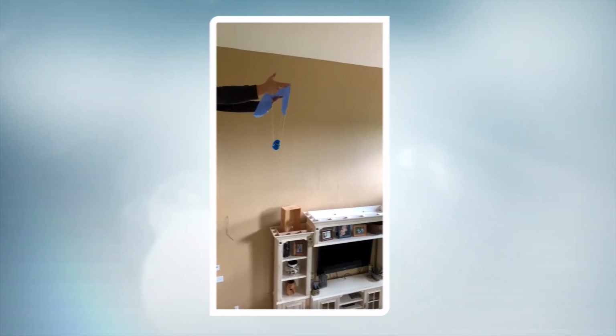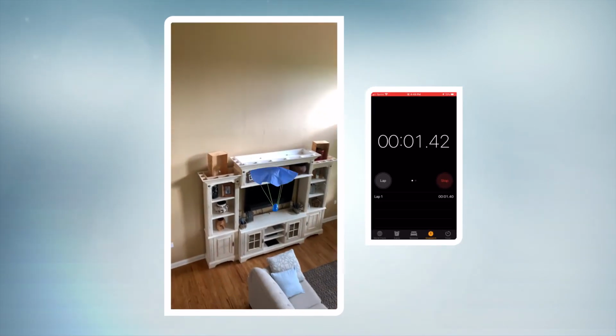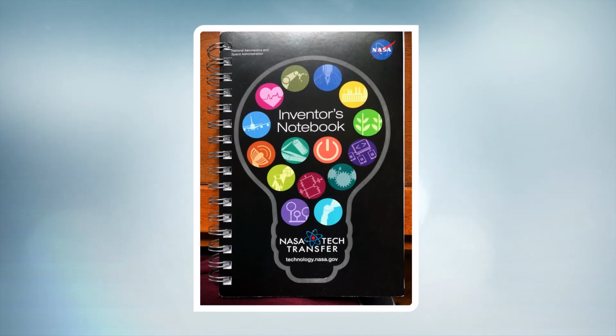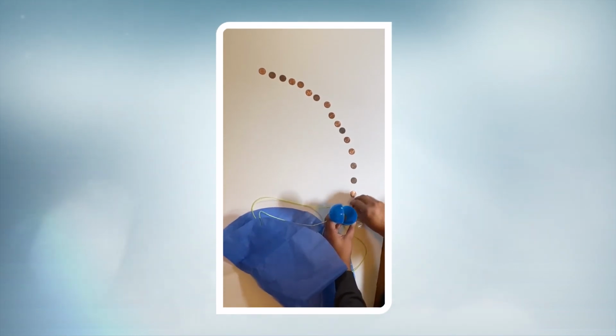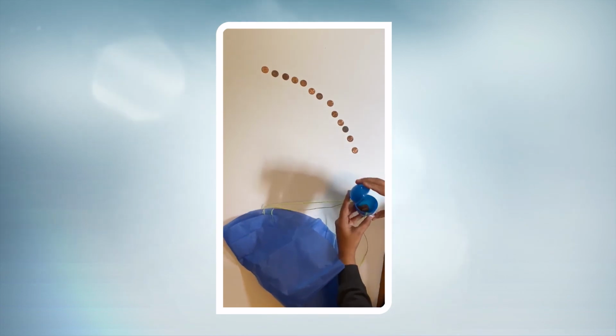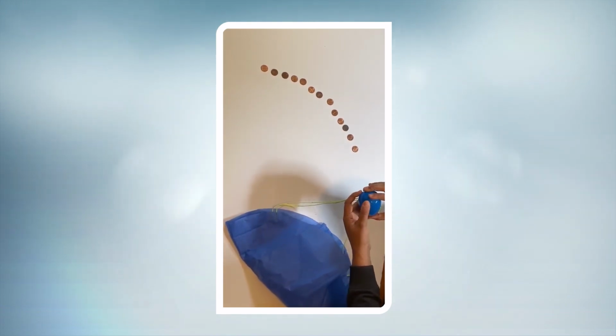Now for testing. What force is acting on the plastic egg? You're right, gravity. Don't forget to write your results down in your notebook. After each test, add more pennies to increase the mass of the plastic egg and then test it out.